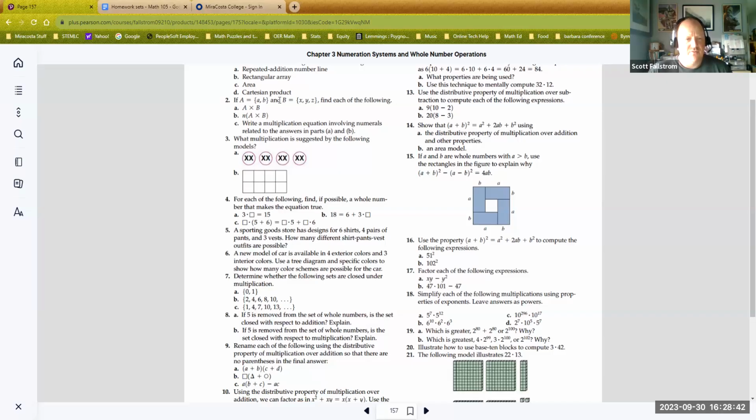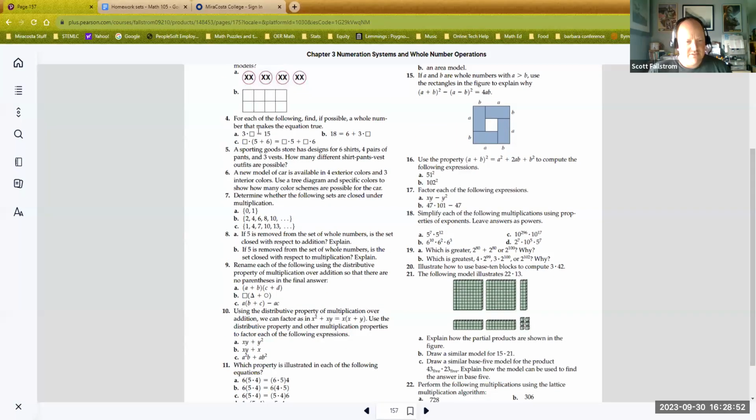And then as you're looking through, here's a Cartesian product one, but then what multiplication is suggested by the following model. So understanding what is the actual multiplication problem from these, filling in the blanks, right? You are finding a whole number. Now remember, whole numbers have to be in that. When we say whole number, it's 0, 1, 2, 3, 4, and so on. Negative numbers are out.